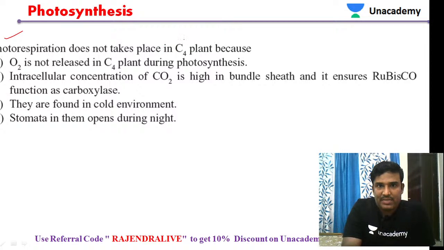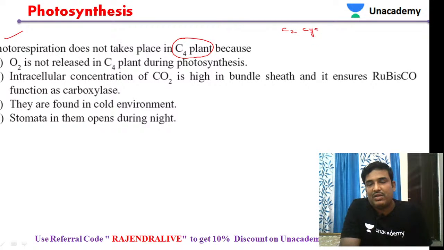Photorespiration does not take place in C4 plants. As we were discussing, photorespiration is also called the C2 cycle. Just now we were discussing the same thing. So this C2 cycle does not take place in C4 plants.